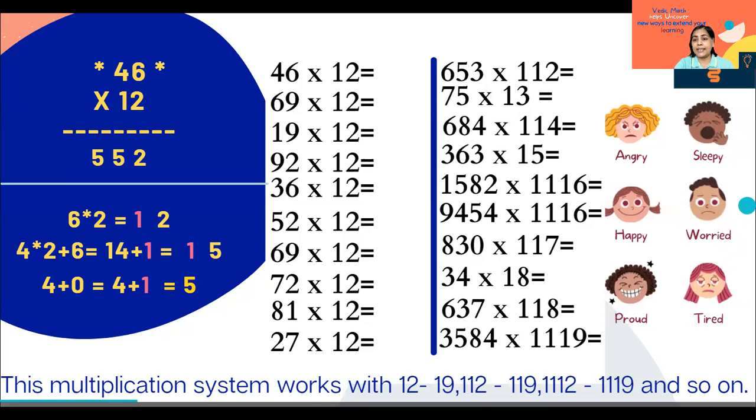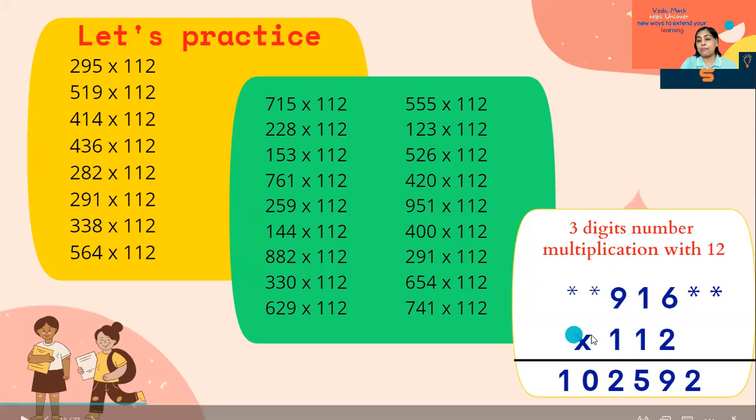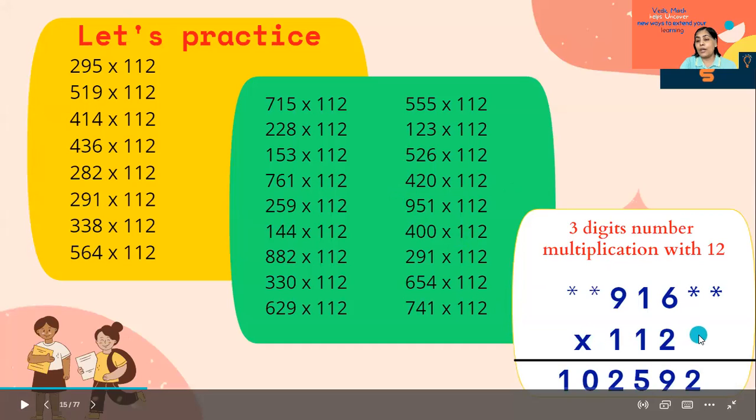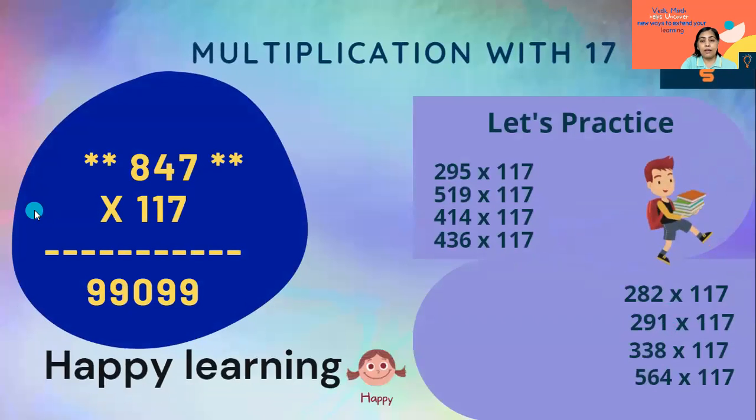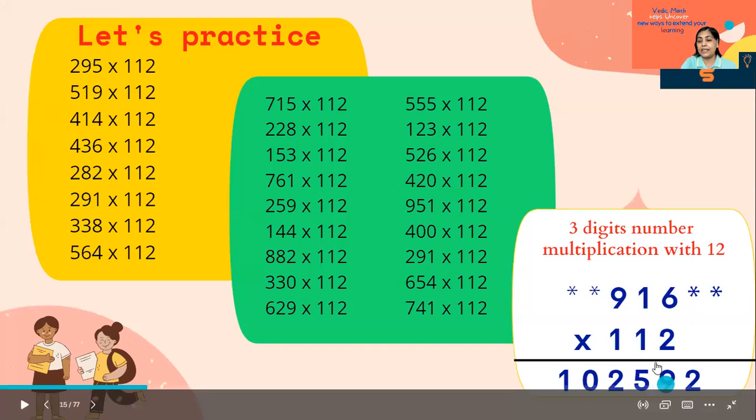Now let's move ahead and see what kind of sums we have. Here you have some practice sums. You can see how I have given you example of 114. So here is example of 112. What I'm doing here, let me explain you once again. 6 2s are 12, so I write 2 here. Then I have 1 carryover. Now 1 2s are 2. 1 2s are 2 plus 6 makes it 8, and 1 carryover is 9, so I write 9 here.